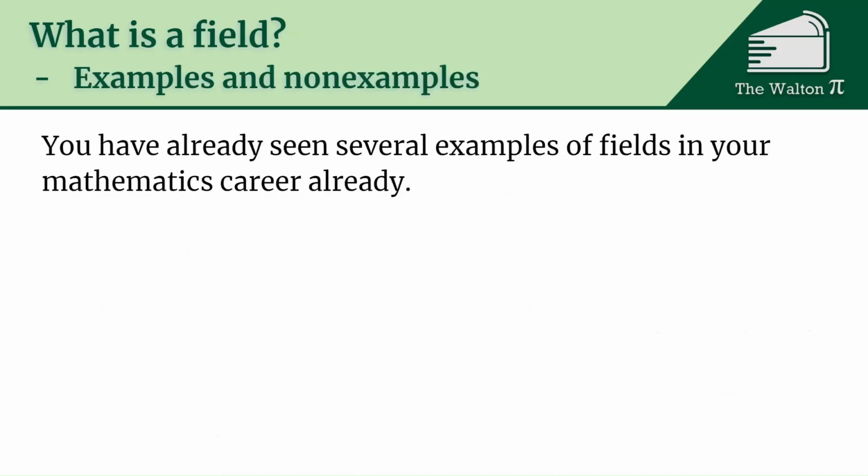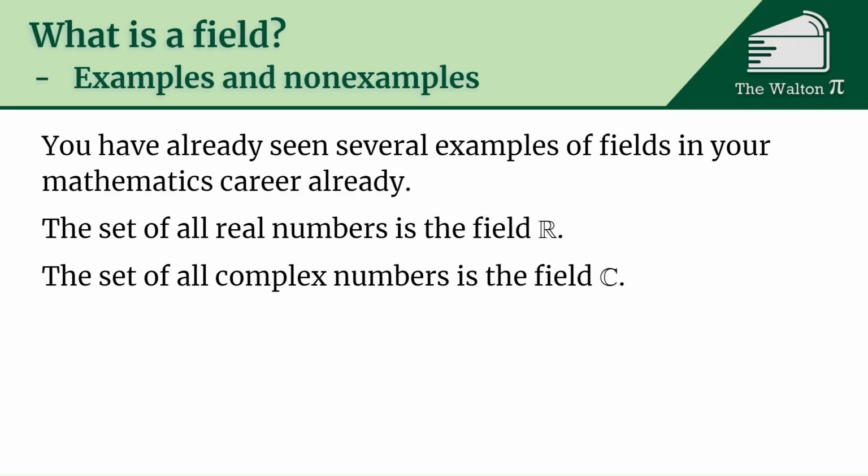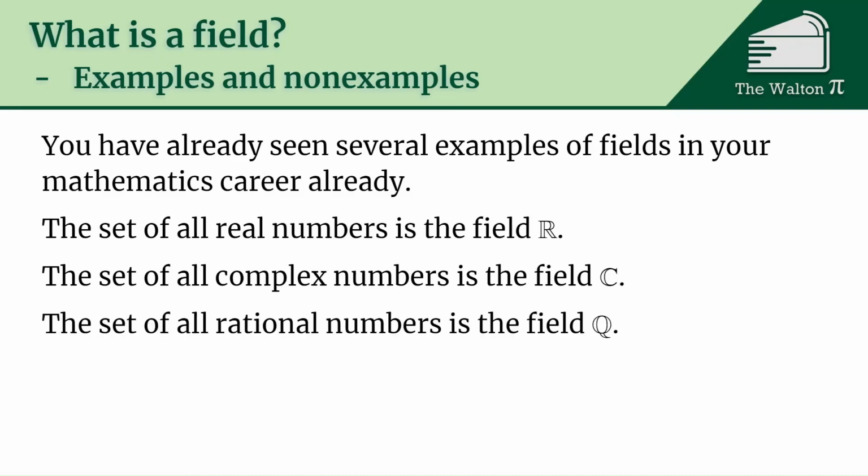So what are some examples? You've already seen quite a few in various math classes that you've probably taken. The set of all real numbers, that's a field. We have addition, subtraction, multiplication, and we can divide by anything that's not 0. So that is an example of a field. We also have the set of all complex numbers. We have the set of all rational numbers. That's actually a field. If you're not entirely seeing that, go ahead and try it. See if all of those properties that we showed earlier check out.